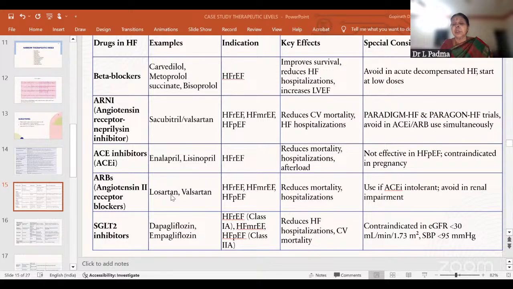ACE inhibitors, very well known fact. ARBs also. Amongst ARBs, telmisartan is the one which is very commonly used, and amongst ACE inhibitors, ramipril has got a good effect, and more number of clinical trials is given. Both are contraindicated in pregnancy, heart failure.